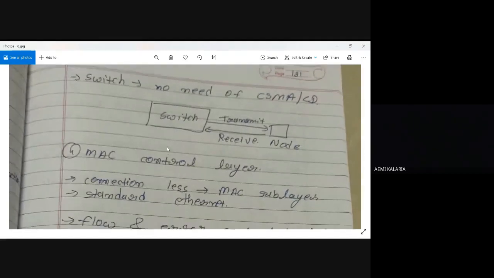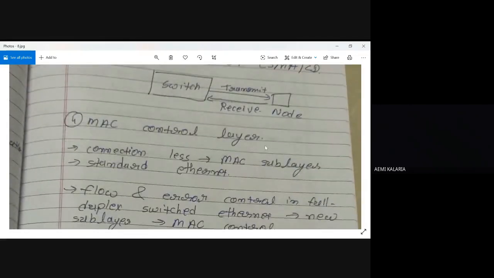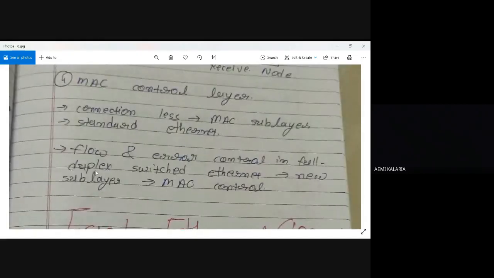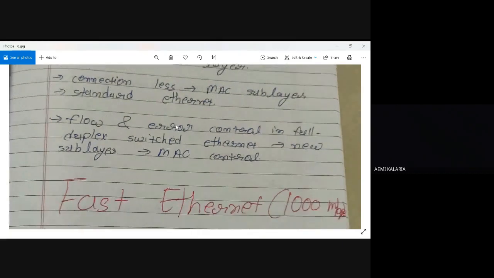And the last change we have to make is the MAC control layer, which means a connectionless MAC sublayer we have to use. Till now we were mostly dealing with LLC only, but the MAC layer is also useful. Flow and error control in a full duplex switched network is needed, so for that a new sublayer is used, that is the MAC control layer. For that, we use MAC address rather than LLC address, and some other changes we have to make. So I hope today's topic is clear to you.